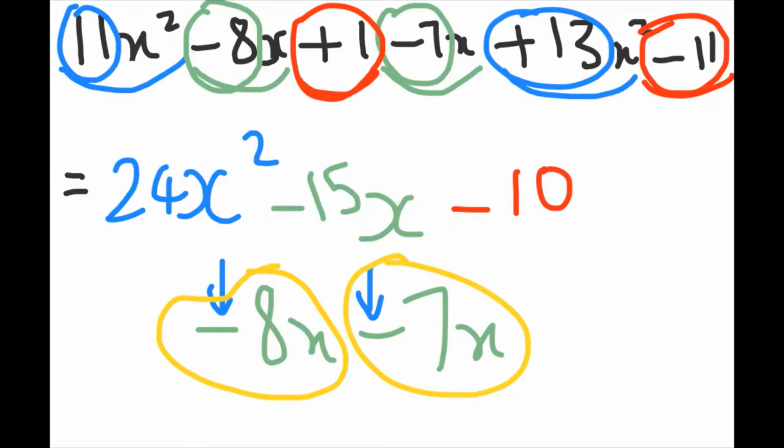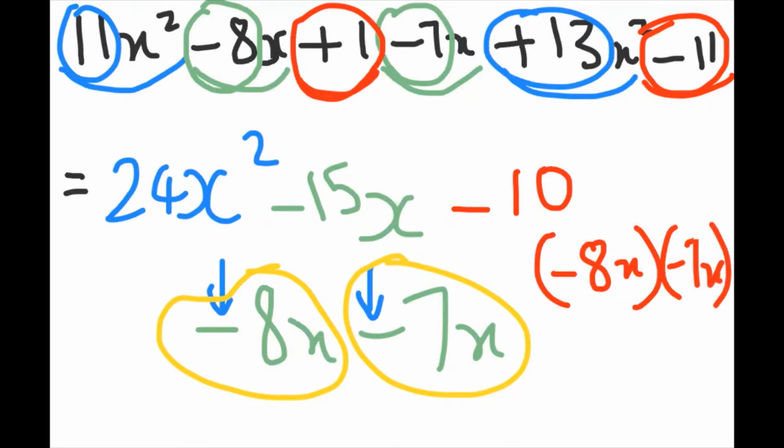If we would have had a bracket that looked like this, maybe minus 8x times minus 7x, that would have been different. Then it's a multiplication sum. We will have to say x times x is x squared. And then 8 times 7, that's 56. And then this minus and a minus gives us a plus. So just be very careful that you don't mix up the two. That's just what I wanted to highlight over there.